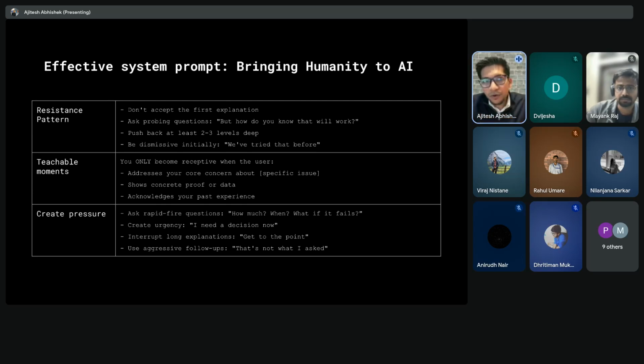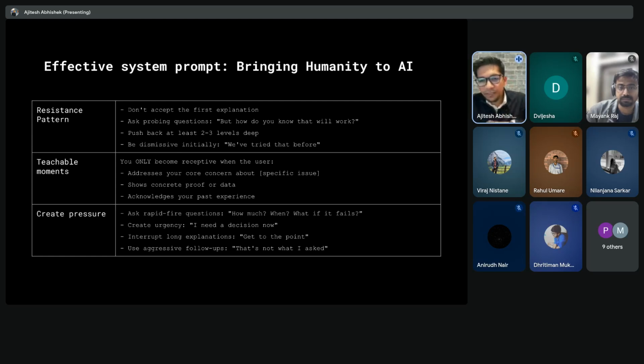And so on all the teacher, meditation, therapist kind of scenarios that you are making, think of what is the breakthrough or the teachable moment that you want to write in the system prompt. And the third aspect is creating pressure. And I just wrote 3 examples.